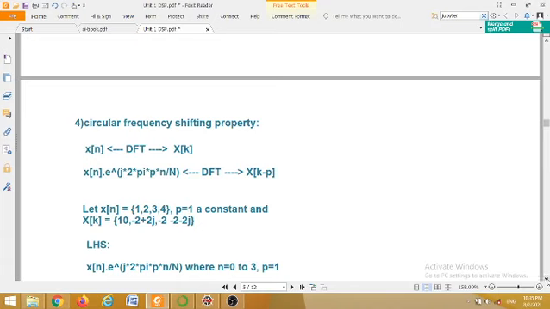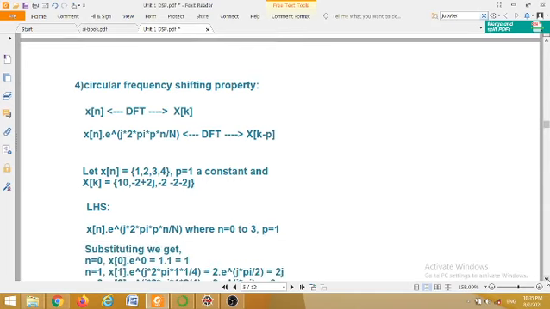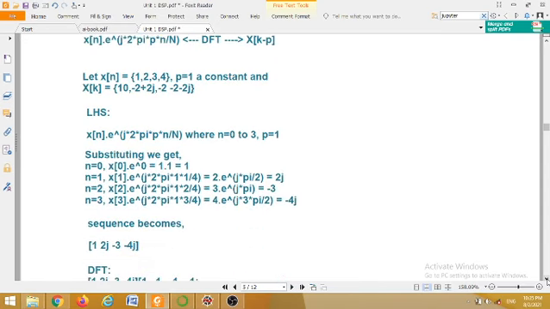Again we take x of n equal to 1, 2, 3, 4, and p equal to 1, a constant, and we already know that X of k is 10, minus 2 plus 2j, minus 2, minus 2 minus 2j. On the left hand side we have x of n multiplied by e power j 2 pi p n by N, where n takes the value from 0 to 3 and p takes the value 1. p can be any value, but we have chosen only 1. Substituting, for n equal to 0, x of 0 multiplied by e power 0, that is 1 into 1, which is 1.